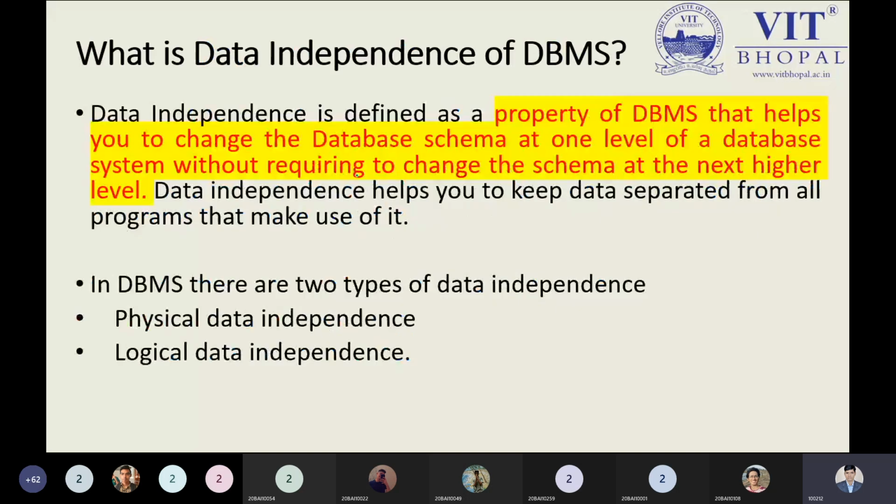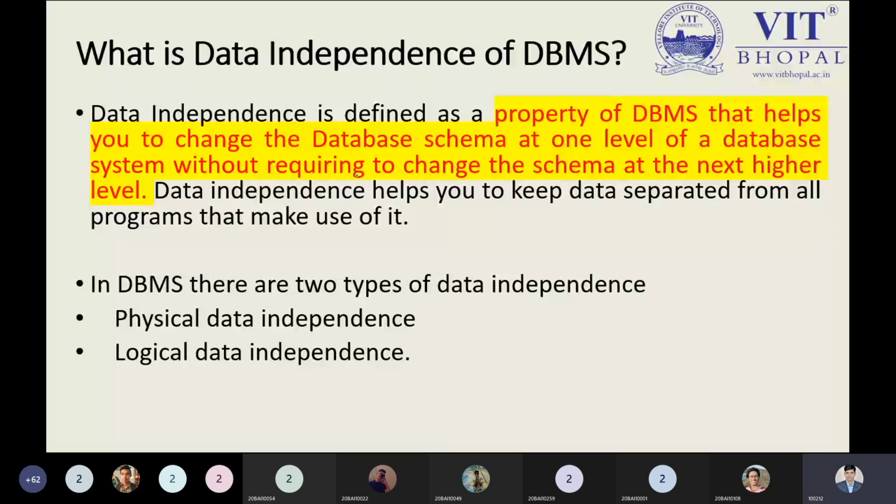What I have explained, the same thing I have written over here. It is a property of the database management system that helps you change the database schema at one level of the database system without requiring a change to the schema at the next higher or lower level. So at the physical level or physical schema, we have physical data independence, and we also have logical data independence at the logical level or conceptual schema.